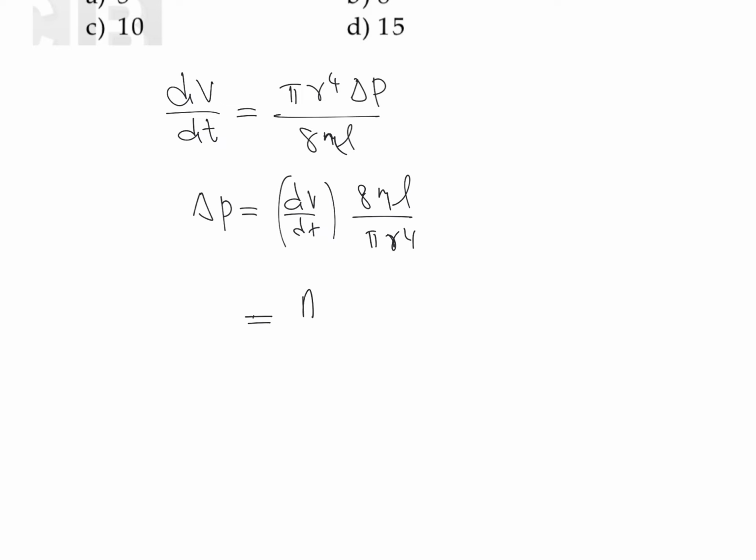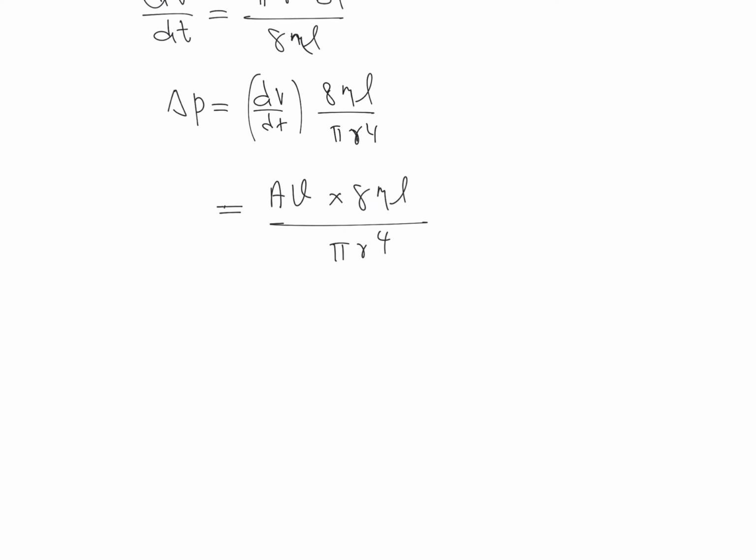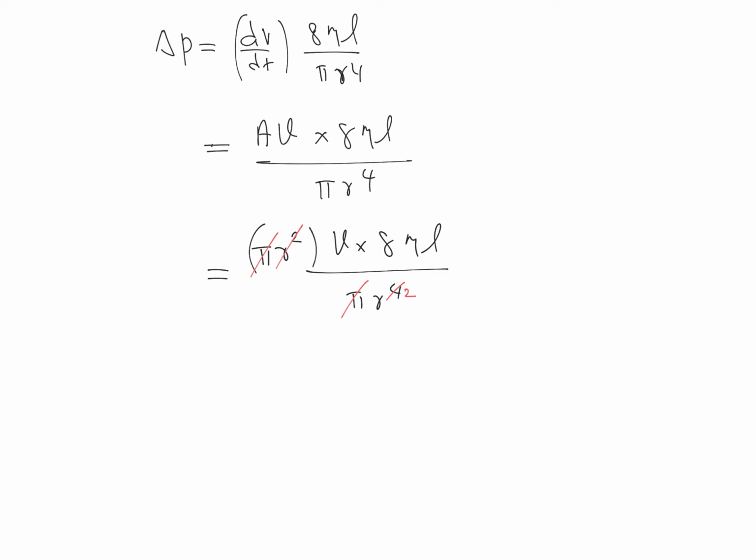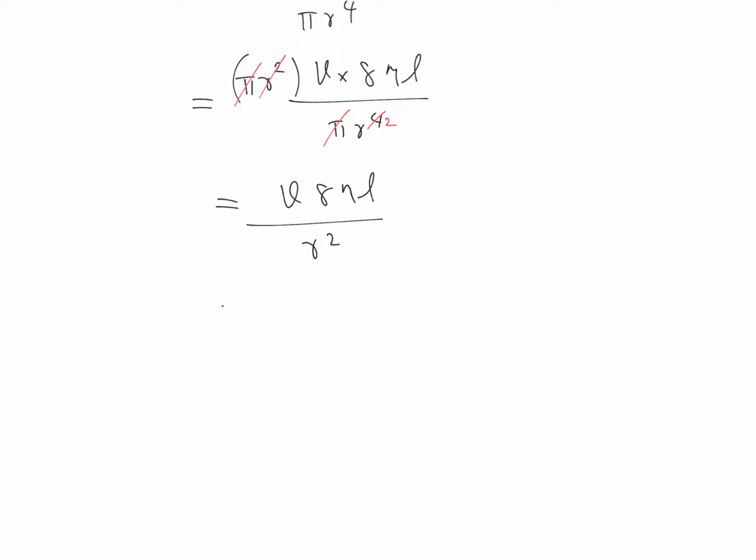So we can write dV by dt as area into velocity, since volume flow rate is area into velocity, into 8 eta L divided by pi r raised to 4. The area can be written as pi r square. So instead of area we write pi r square into velocity into 8 eta L divided by pi r raised to 4. We can cancel the pi and r raised to 2, leaving r square. So delta p is going to be v into 8 eta L divided by r square.